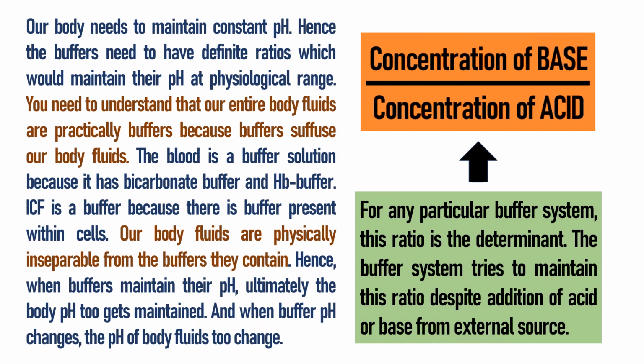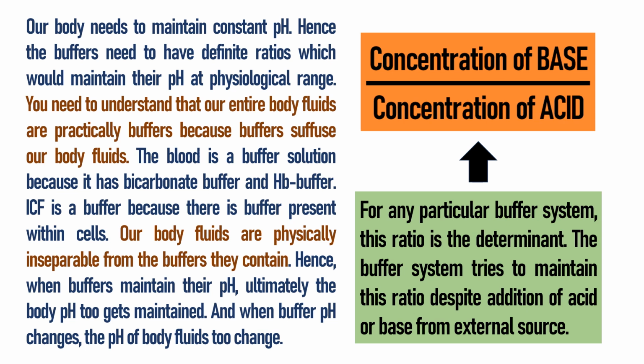Our body needs to maintain constant pH, hence, the buffers need to have definite ratios, which would maintain their pH at physiological range. You need to understand that our entire body fluids are practically buffers because buffers suffuse our body fluids. The blood is a buffer solution because it has bicarbonate buffer and hemoglobin buffer. Intracellular fluid is a buffer because there's buffer present within cells. Our body fluids are physically inseparable from the buffers they contain, hence, when buffers maintain their pH, ultimately the body pH gets maintained. And if the buffer pH changes, the pH of body fluids, and the body as a whole changes.